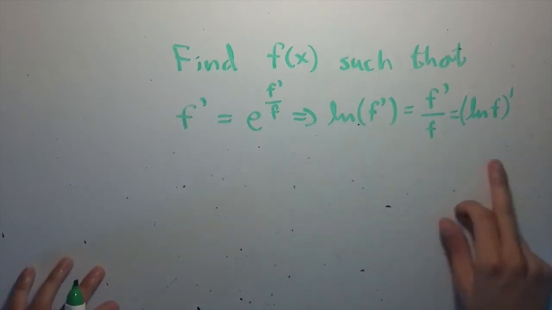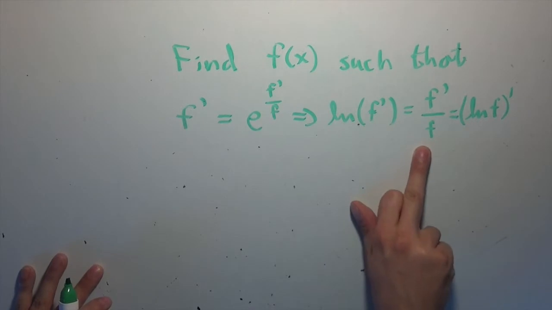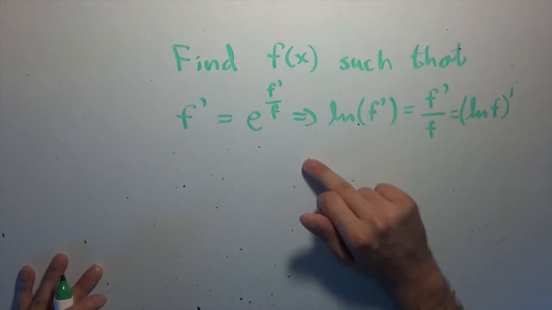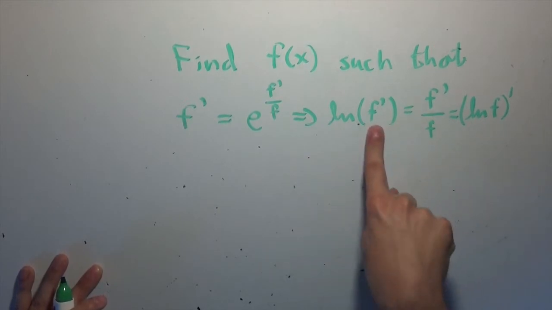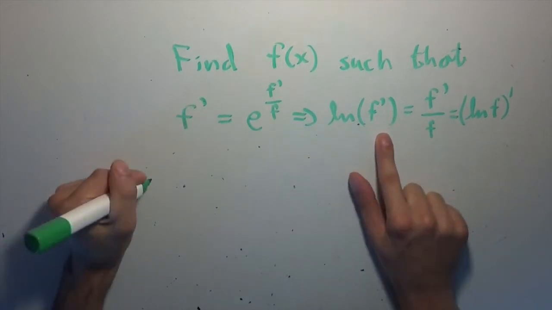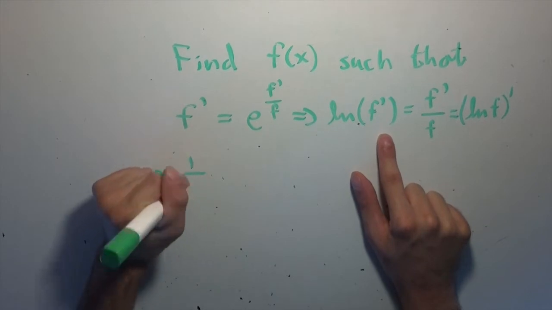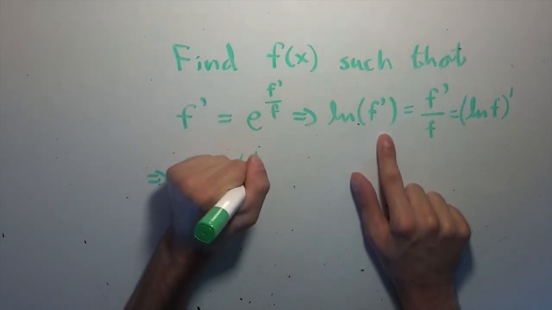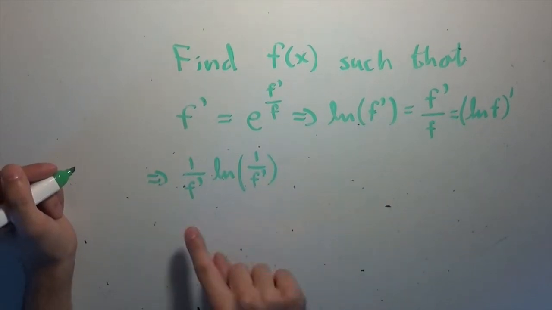Very interesting indeed. But we're actually going to keep this form because it'll be easier to work with. What we're going to do is divide f prime to the other side, and then multiply both sides by -1 so that I can write 1 over f prime inside the logarithm. So we're going to get 1 over f prime times the logarithm of 1 over f prime. But to get the 1 over f prime in there, I had to multiply by -1.